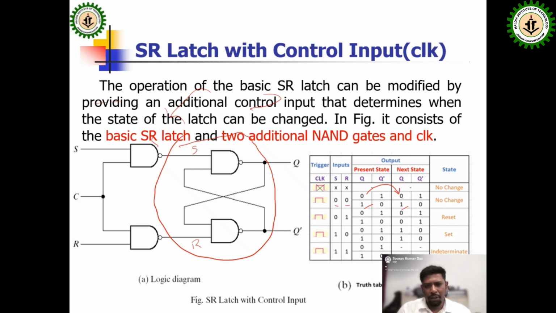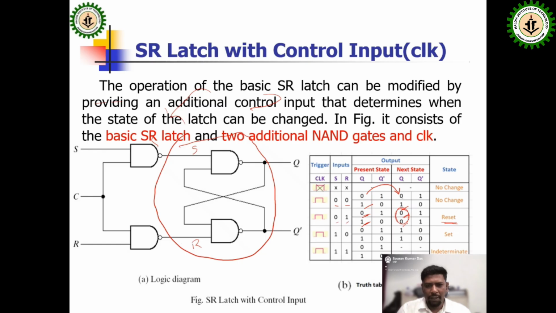For 0 1, when S is 0 and R is 1: when the present output is 0, the next state output also does not change. But when the present state is 1, it changes to 0. So both cases are considered, and then the next state is decided. This is the reset state.